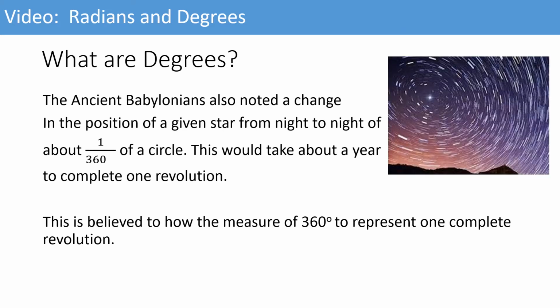The ancient Babylonians also noted a change in the position of a given star from night to night of 1/360 of a circle. This would take about a year to complete one revolution. This is believed to be how the measure of 360 degrees came about to represent one complete revolution.